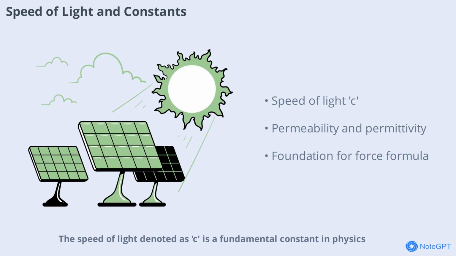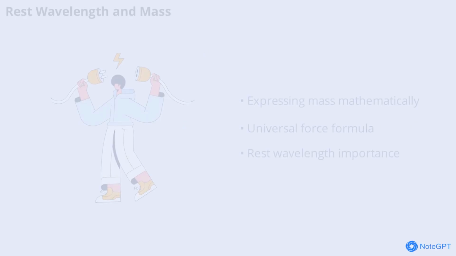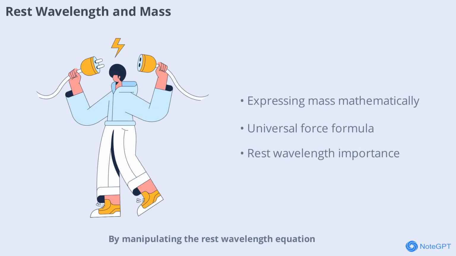Speed of light, denoted as c, is a fundamental constant in physics. It can be expressed in terms of the permeability and permittivity of free space. This relationship is essential for understanding how massless particles, which always move at light speed, interact with their environment. By connecting these constants, we lay the groundwork for a new force formula that applies to both massive and massless particles. By manipulating the rest wavelength equation, we can express mass in terms of fundamental constants and the rest wavelength.